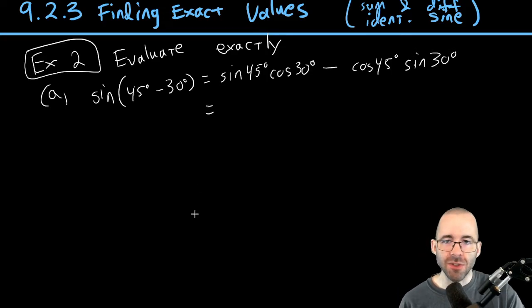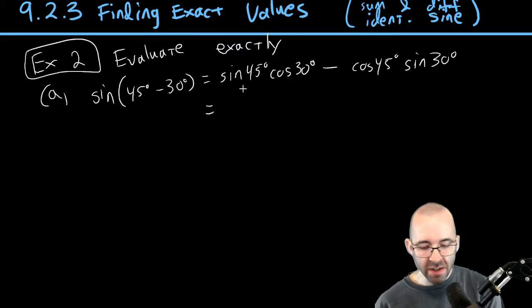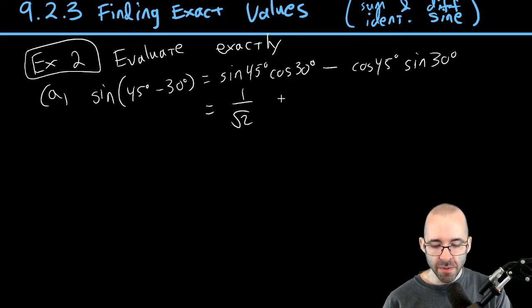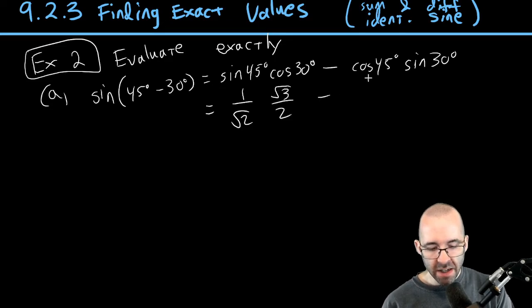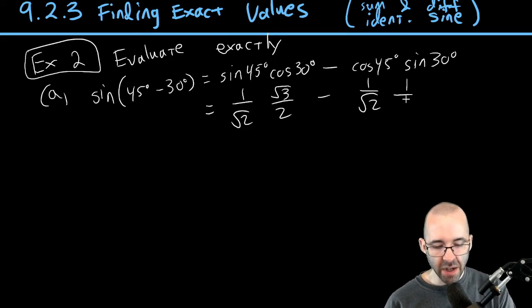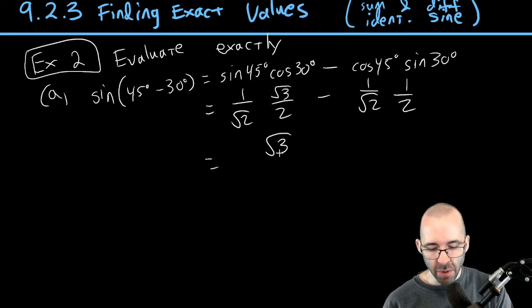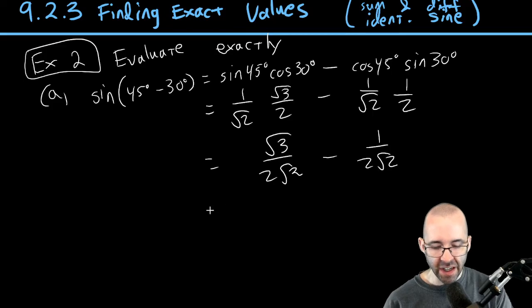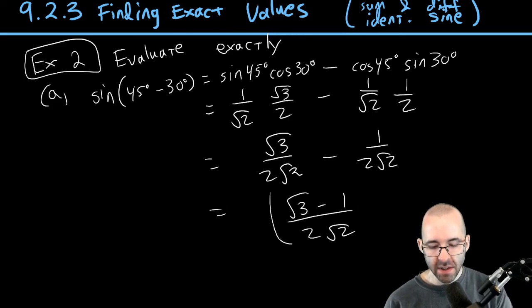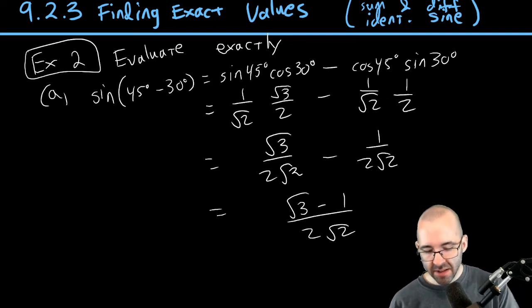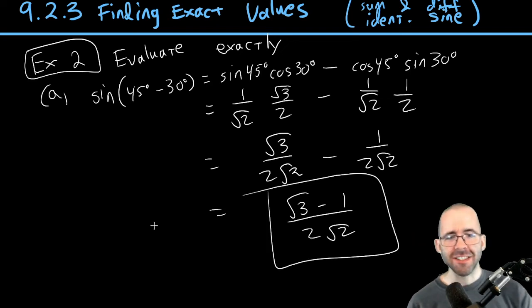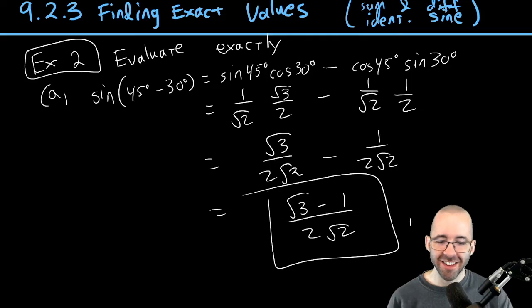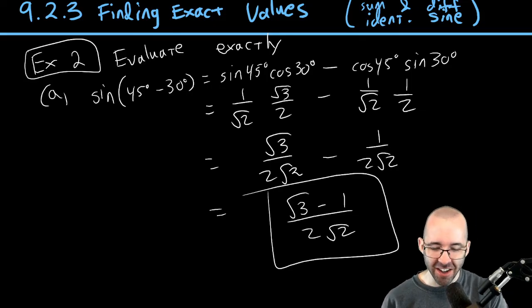And you just use your special triangles and simplify just like we did before. So 1 over root 2, root 3 over 2, minus 1 over root 2 times 1/2. We get root 3 over 2 root 2, minus 1 over 2 root 2, and we get a very similar answer to something we've seen before. And we could check our answer. But what are the chances that I made a mistake again? Yeah, it's a good habit to check your answer.